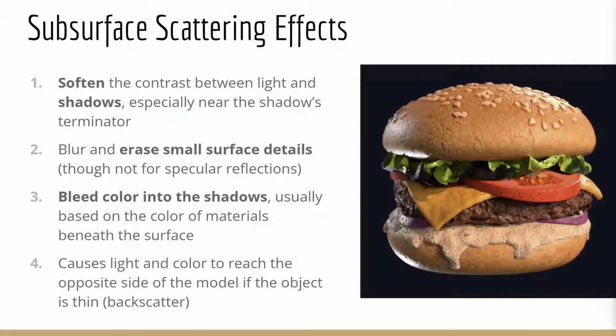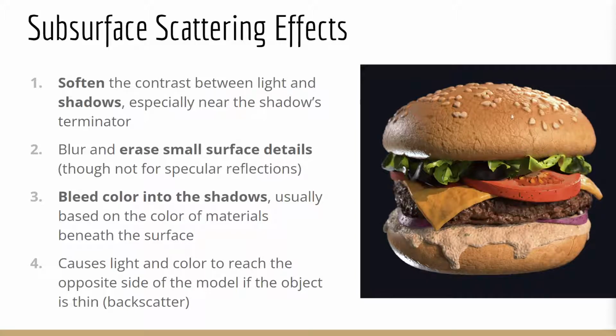So the effects when we look at something that has subsurface scattering compared to diffuse are these. First, you'll notice there's a softening in the contrast between light and shadow. That's one of the most significant parts that makes it look soft, especially near the shadow's terminator, which we'll look at in a second. So essentially it softens that transition between the light and shadow areas, which subsequently blurs and sometimes erases small surface details.